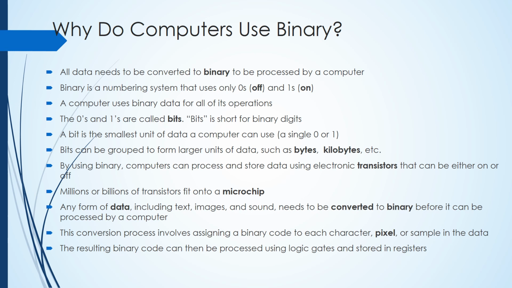By using binary, computers can process and store data using electronic transistors that can be either on or off. Millions or billions of transistors fit onto a microchip. Any form of data, including text, images, and sound, needs to be converted to binary before it can be processed by a computer. This conversion process involves assigning a binary code to each character, pixel, or sample in the data. The resulting binary code can then be processed using logic gates and stored.